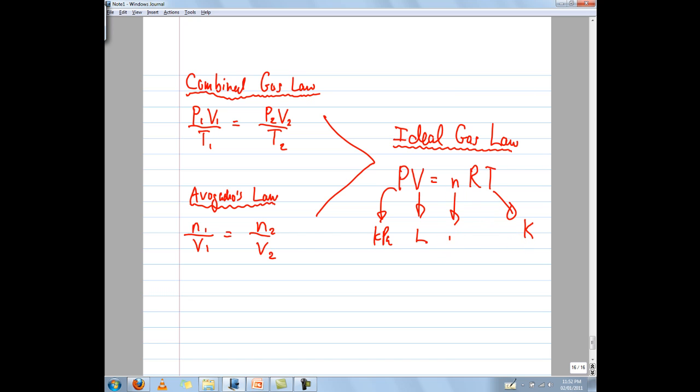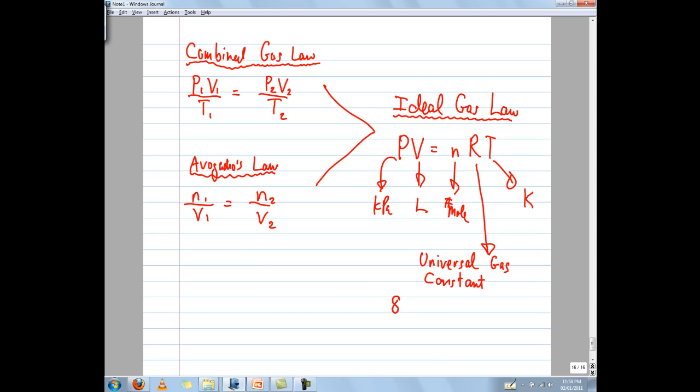N represents the number of moles, so that's where we get Avogadro's law, and we place it in here. However, R is the new one. R is known as the universal gas constant, and it is 8.314 kilopascal liters per mole Kelvin. So again, you're going to memorize this number as well. There's a lot of numbers to memorize in this particular unit.